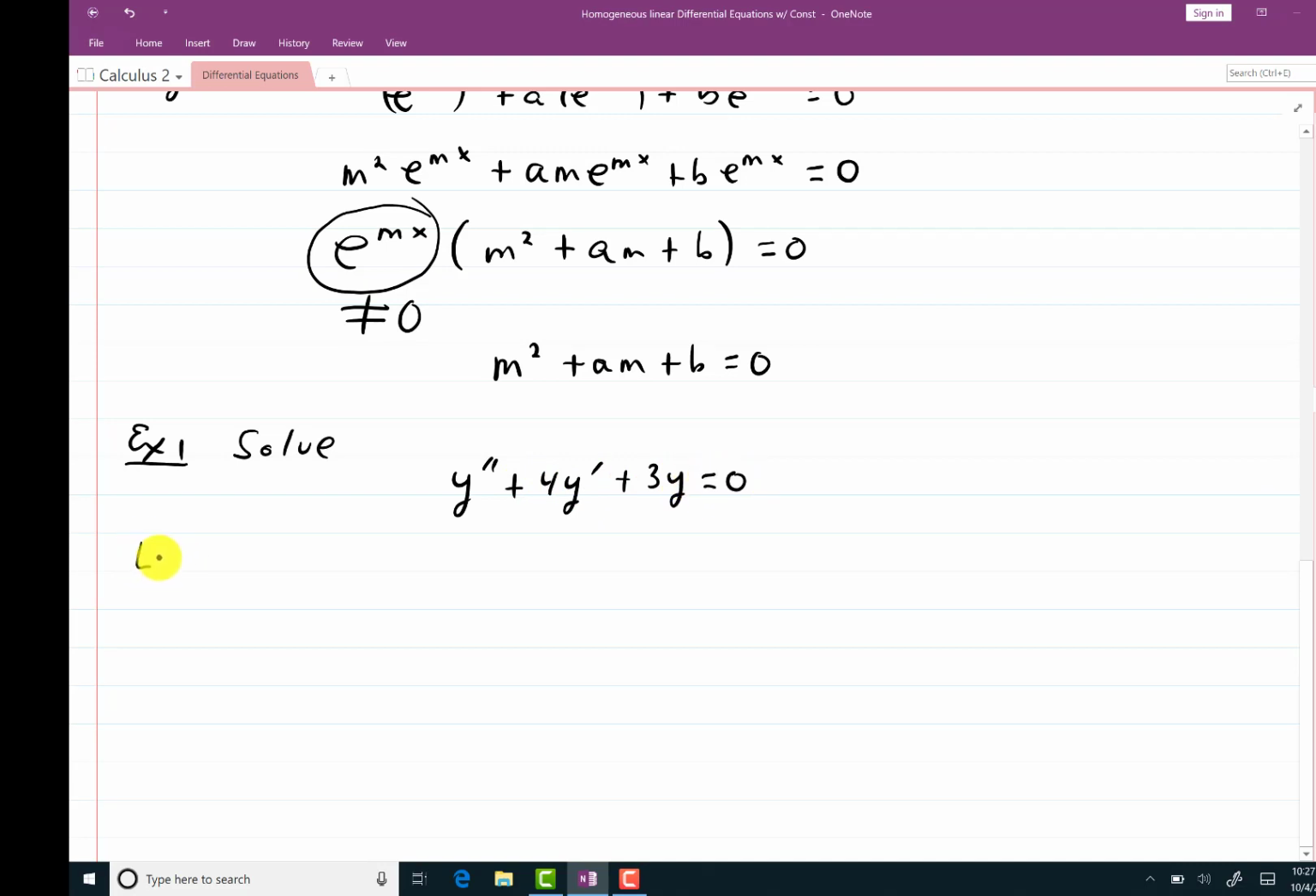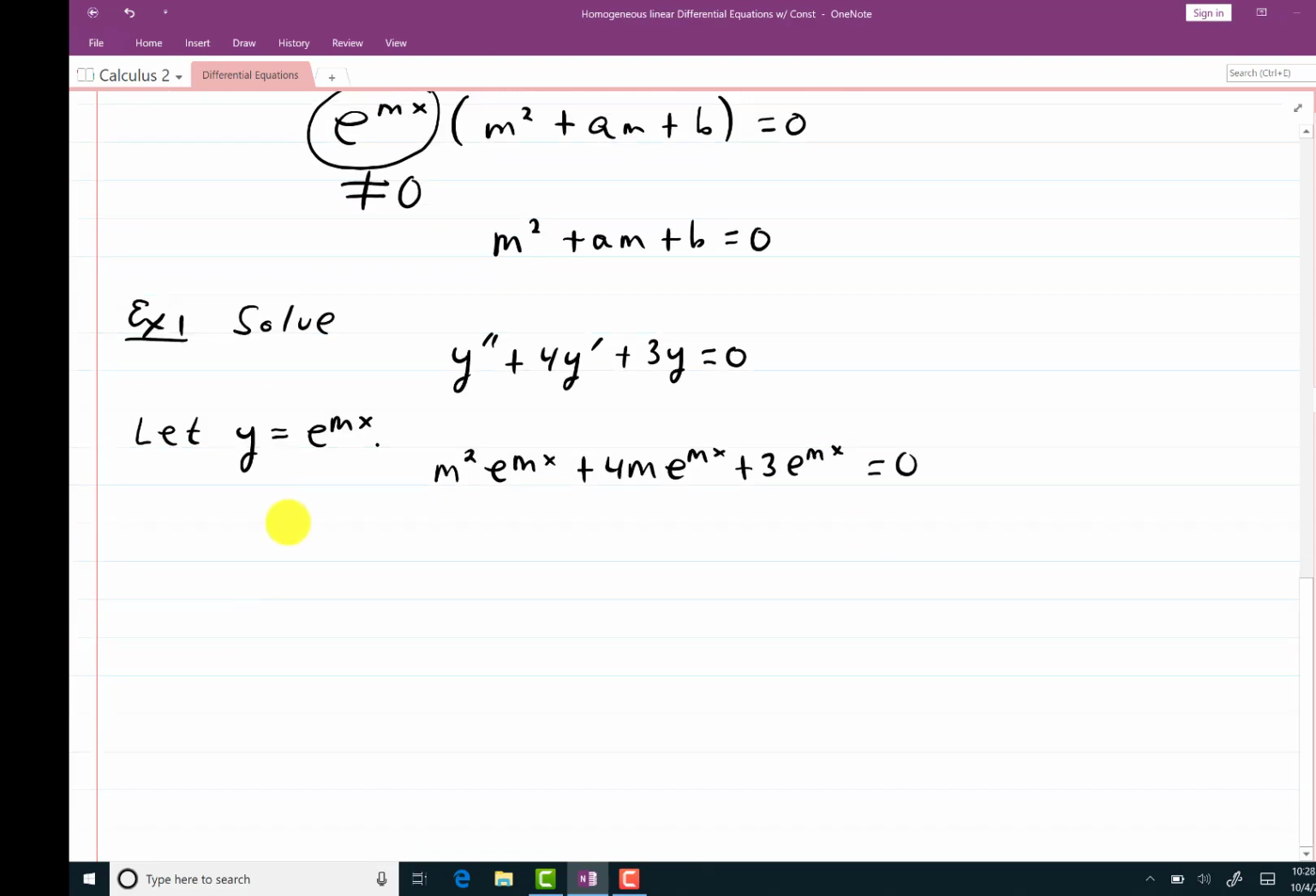And we're going to let y equal e to the mx in the hopes of finding out what m is equal to. So let's plug it in. When we plug it into the equation, we'll get m squared e to the mx plus 4m e to the mx plus 3 e to the mx. That, of course, is supposed to be equal to 0. So let's go ahead and factor out the e to the mx. We're left with m squared plus 4m plus 3 equals 0.